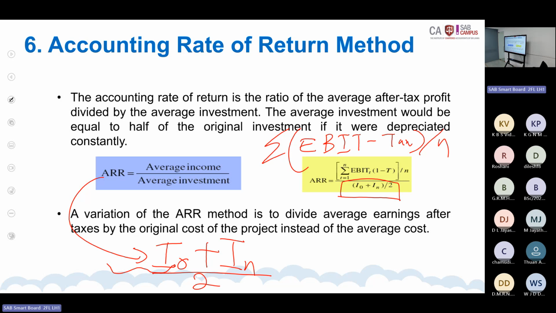Now this ARR is something different. Why? This is the only calculation where we identify the accounting part. All other techniques identify the cash flow valuation. Here we only consider the profit calculation.